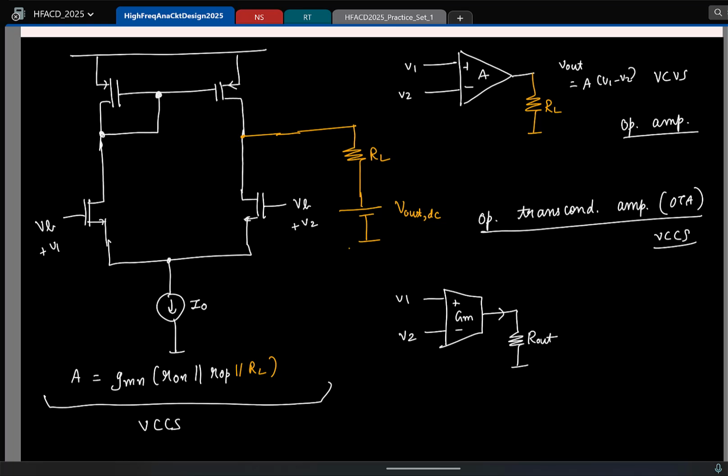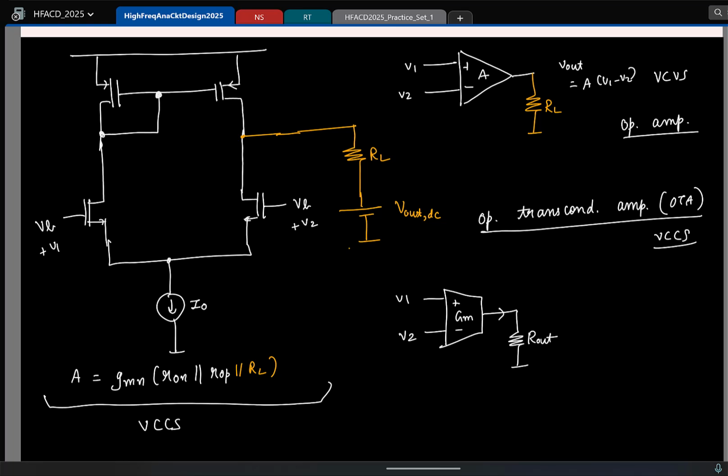So now tell me, for an ideal voltage source, what should be the output resistance or the series resistance? 0 or really small. For a good current source, it should be very large. Here the output resistance is small or large? You want it to be large, right? So this actually behaves like a better current source. Can you say it like this?